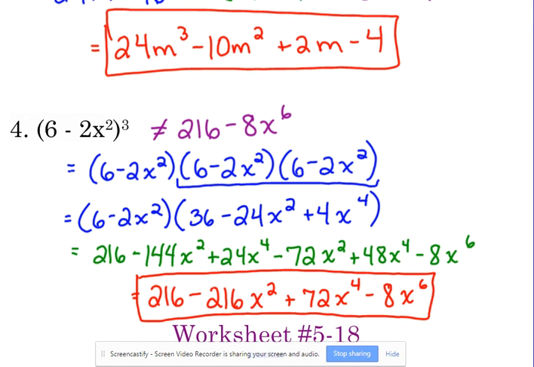Okay, I know it's not in standard form, but I left it in this form because the original problem had the constant first, so I just kept it in the reverse order. It's fine if you put it in standard form, just make sure that the 8x to the sixth is negative, and so forth and so on, okay? It's fine if it bugs you and you want it in standard form. You can change the order. All right, questions?